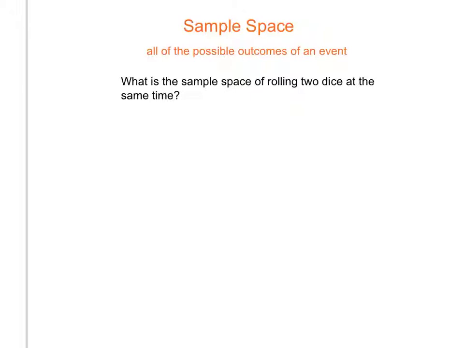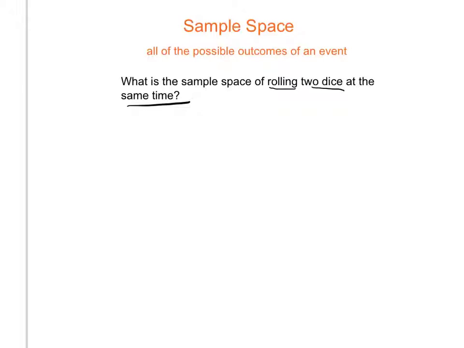Okay, so sample space is part of probability. It's a very important part, okay? Sample space is all the possible outcomes of an event. Let's talk about what that means here. I want to know what is the sample space of rolling two dice at the same time. So I want to know what's every possible outcome that I could get if I rolled two dice at the same time. Now, we need to know what the event is, okay? The event is rolling two dice at the same time.